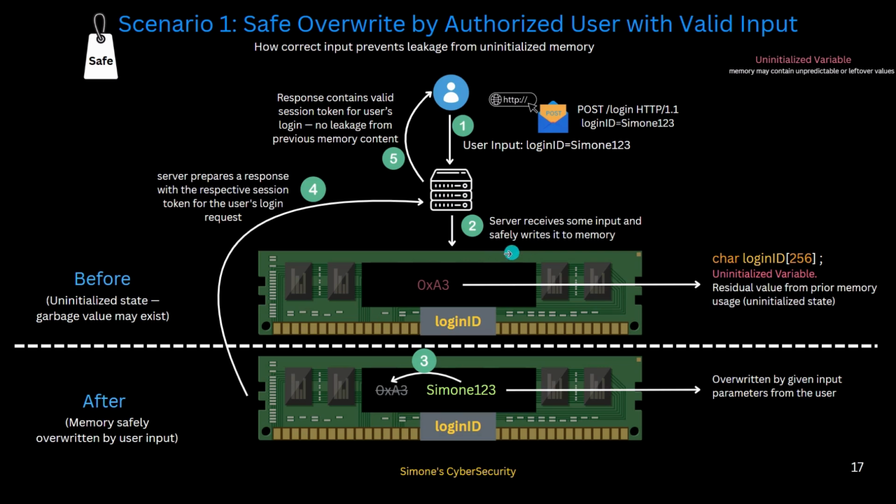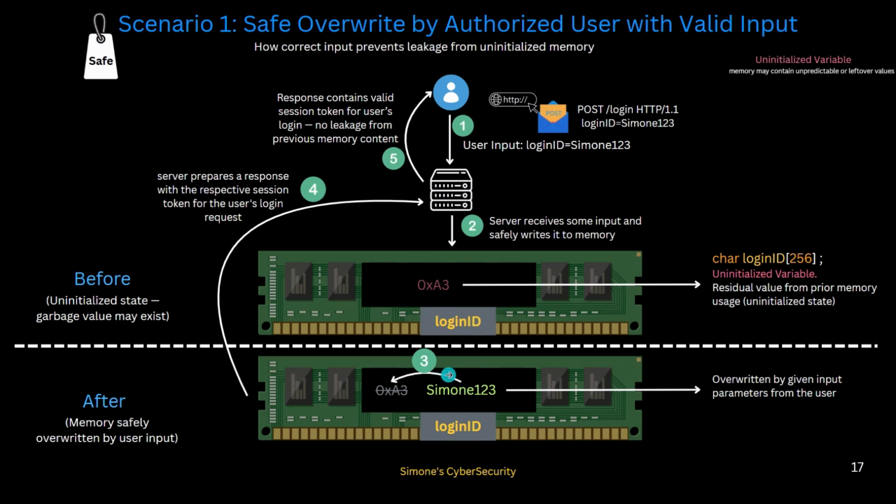In step 2, the server receives this input and starts preparing the variable in memory. At this point, the memory location for login ID might still have leftover data from a previous request. This is the uninitialized state. Maybe it contains a random value like 0xA3 from previous operations. Since this is an uninitialized variable, there is no placeholder like null or zero assigned to it. So whatever was there from the previous operation, that content is still lying in that memory region.